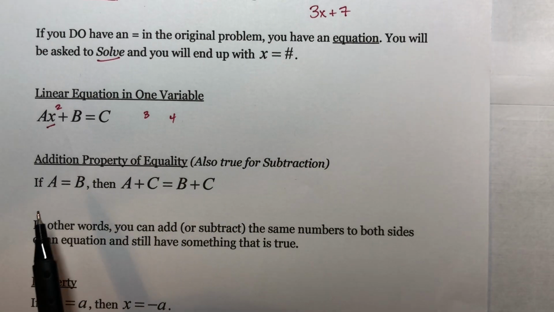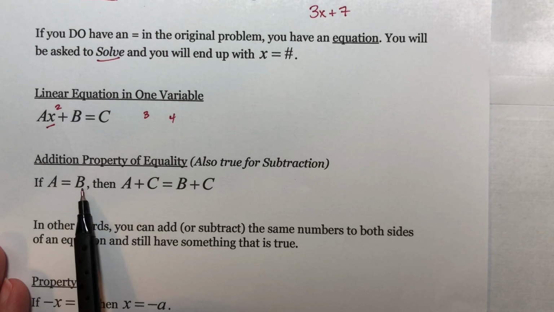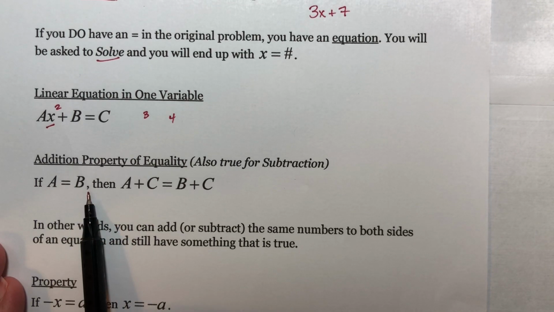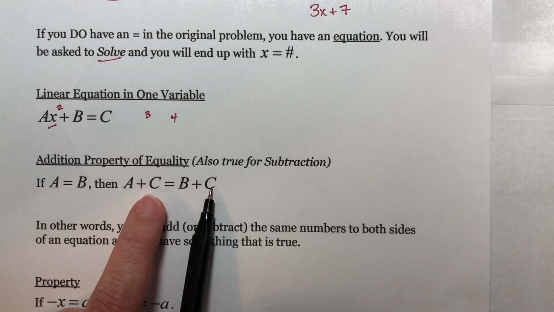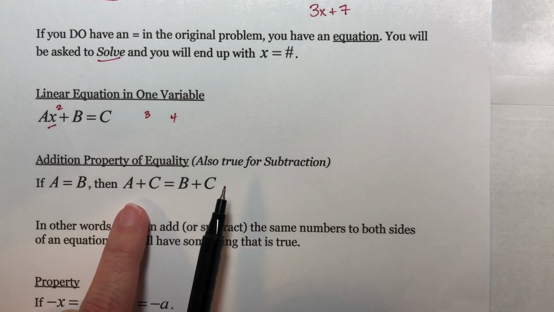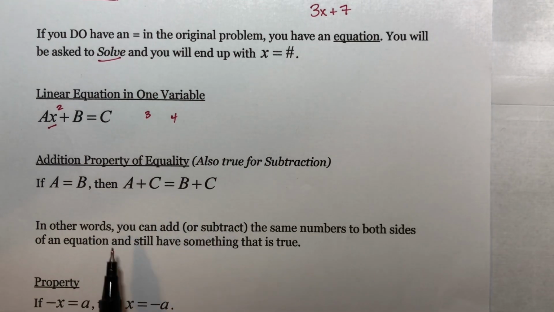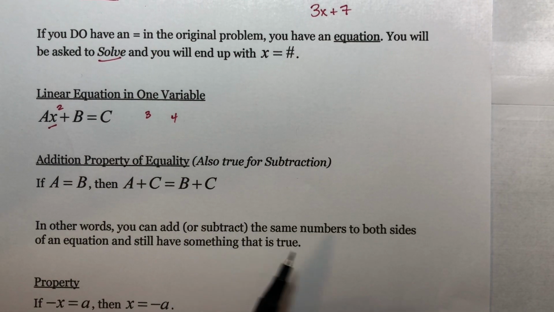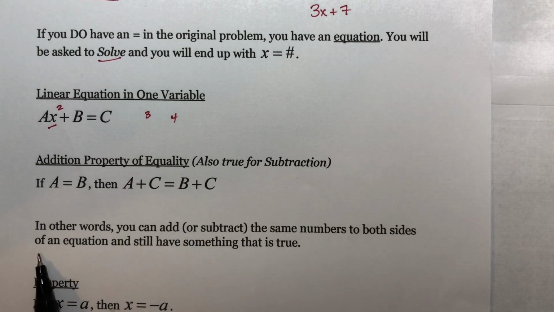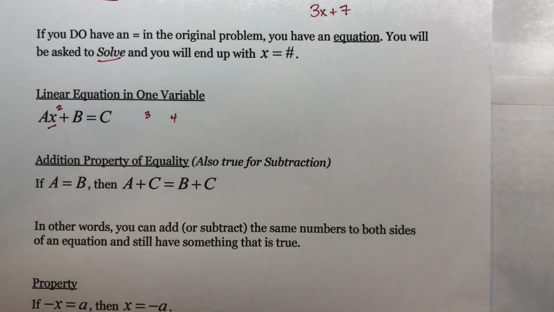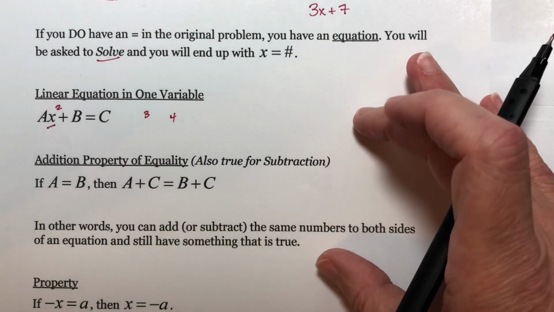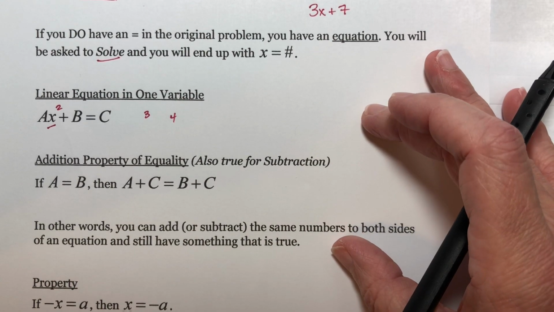What this says is if we start off with something that is equal, if a equals b, then we can add the same number to both sides, see it's c on both sides, and we still have something that is true. So we can add or subtract the same number from both sides of an equation and still end up with something that is true.